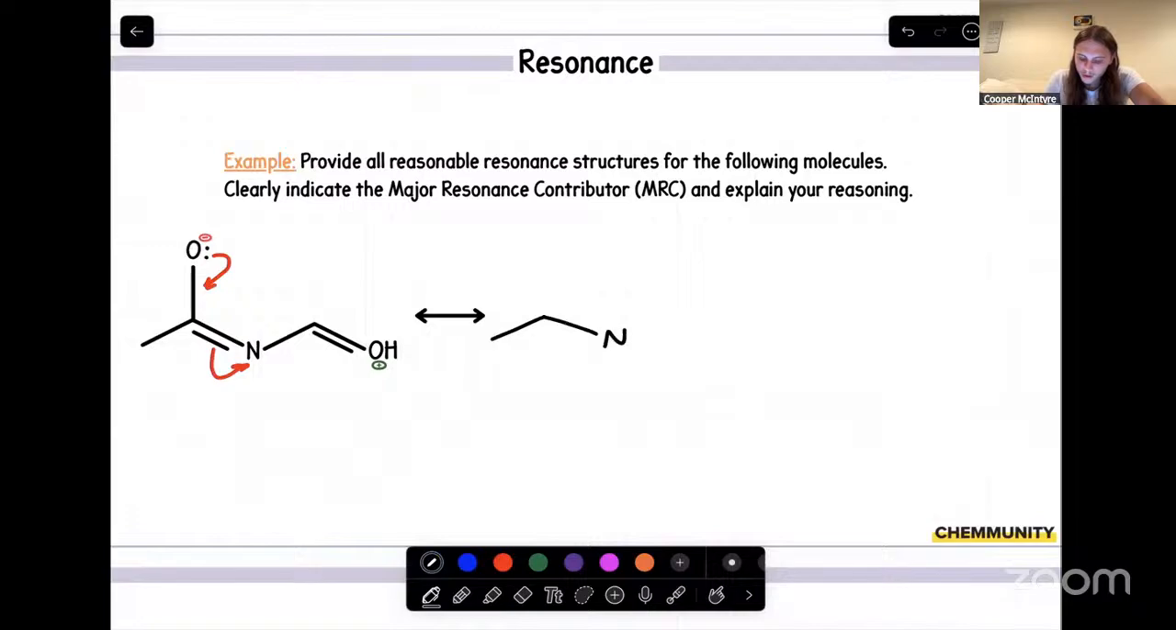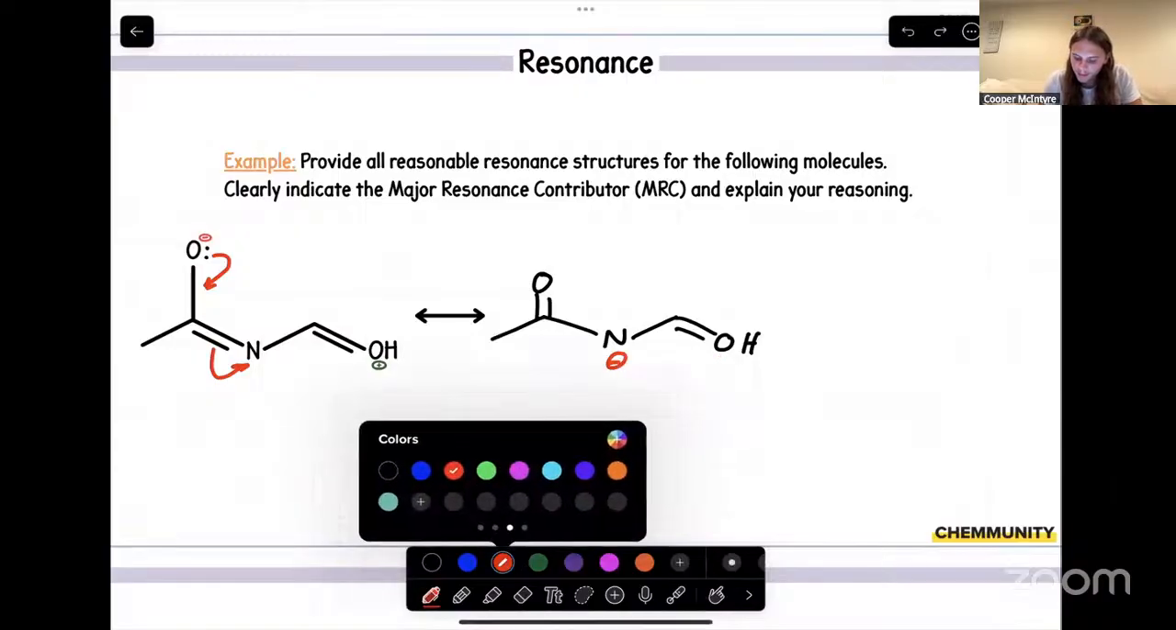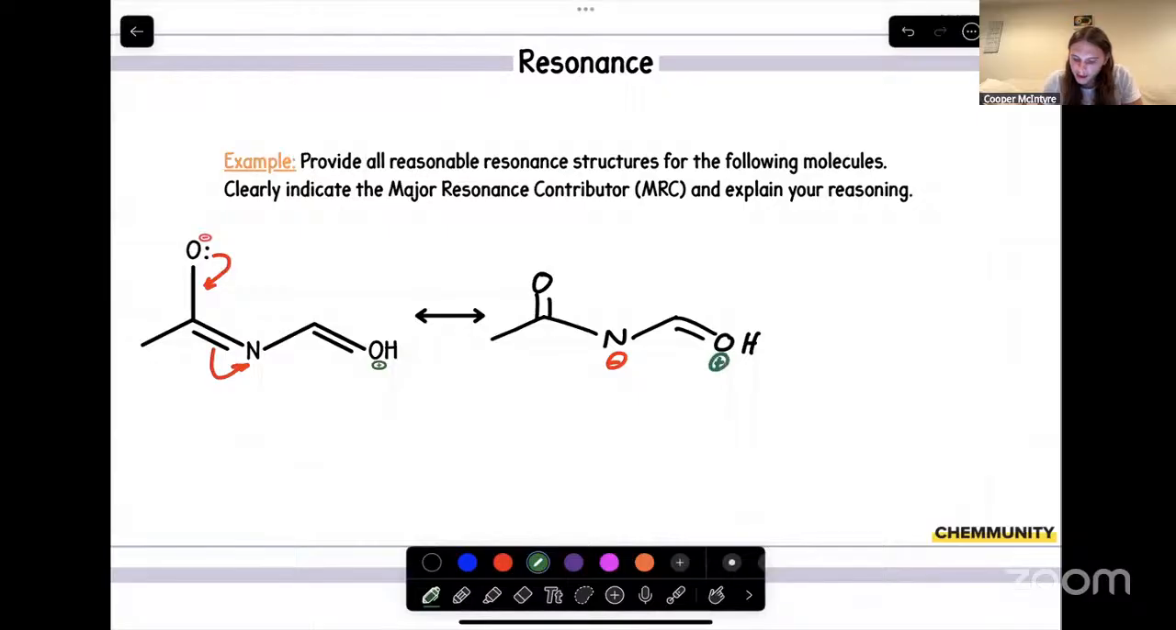Draw our structure. Perfect. There we go. Sweet. And then from there, we still have our negative charge on our nitrogen.